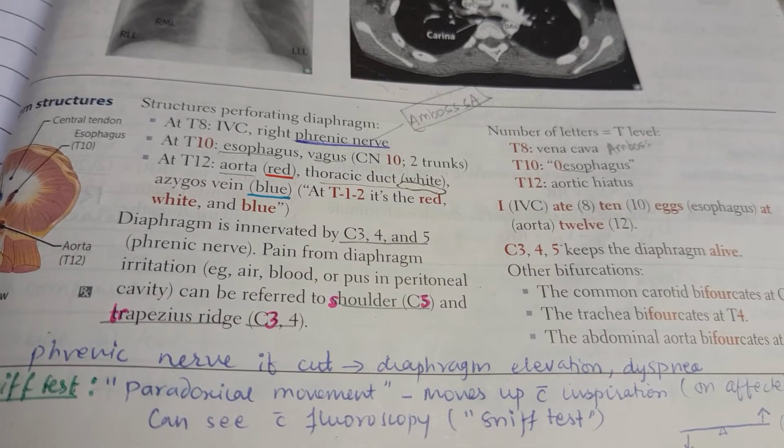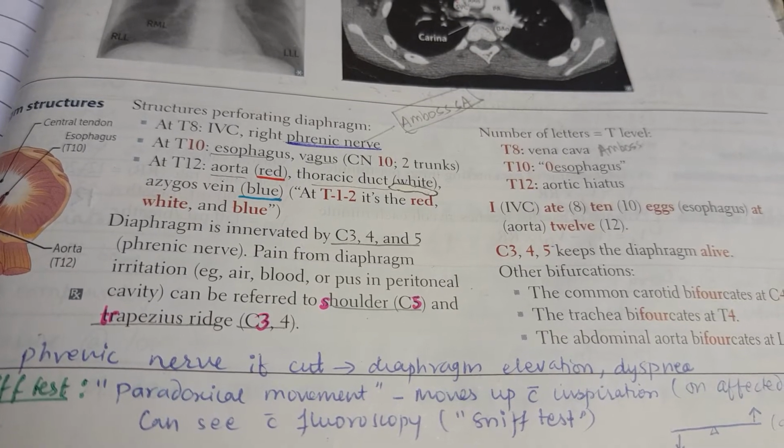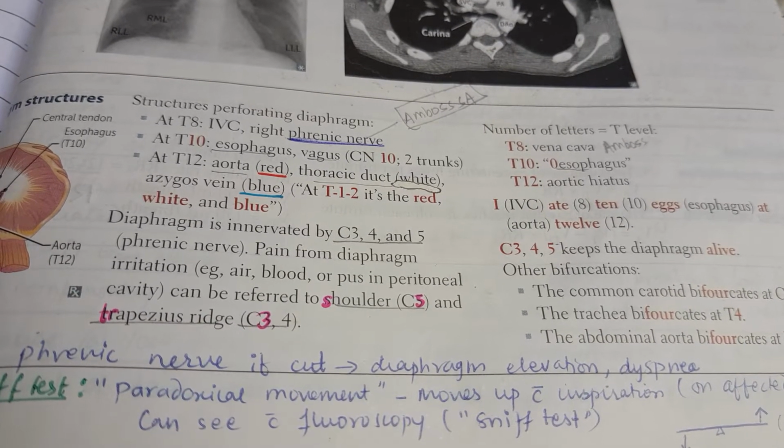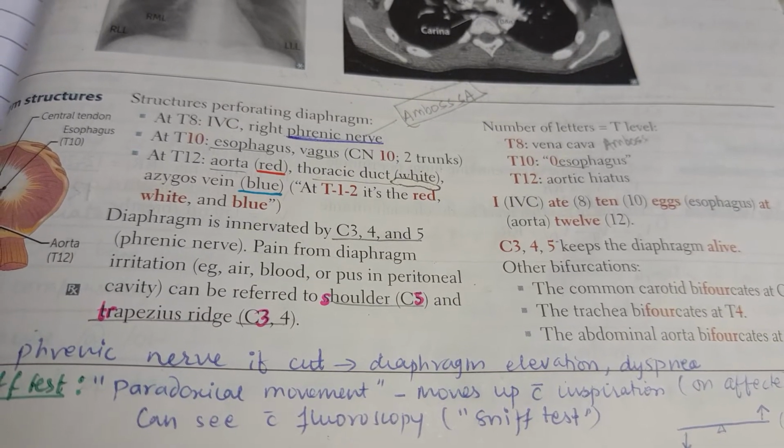T12 there will be three structures. Simple way to remember is that one red, one blue, and the other is white. Red is the aorta, blue is the azygous vein, and the white is the thoracic duct.